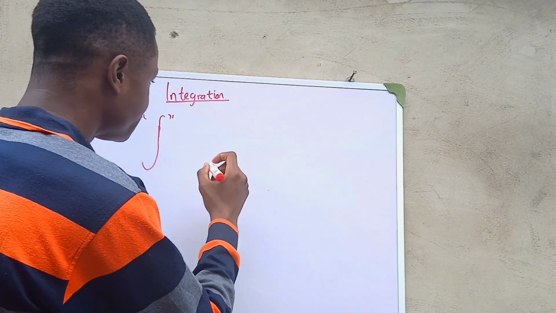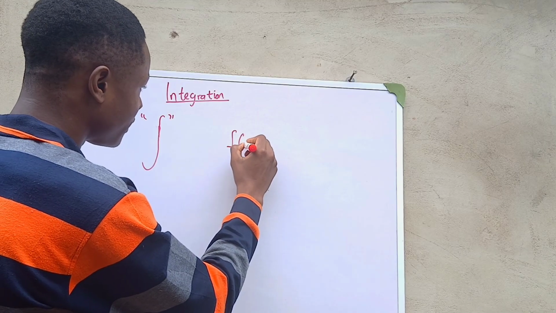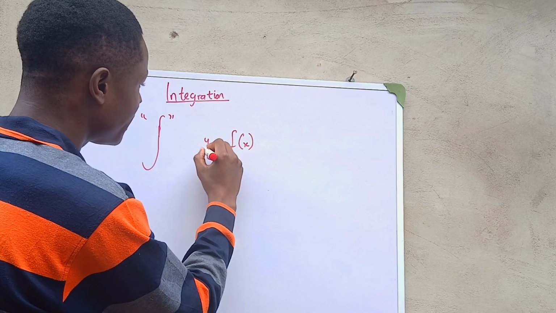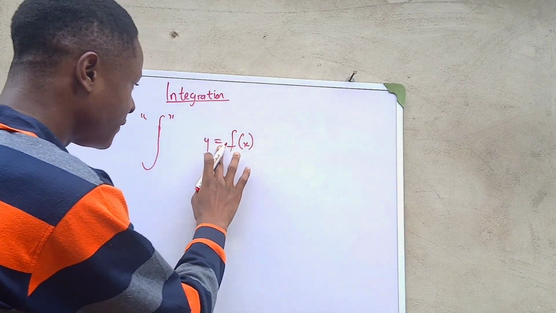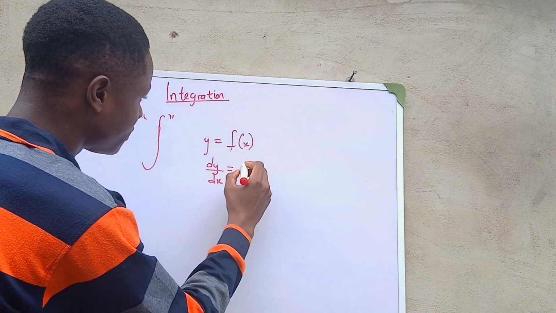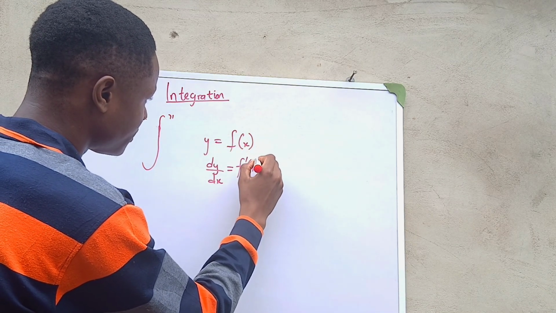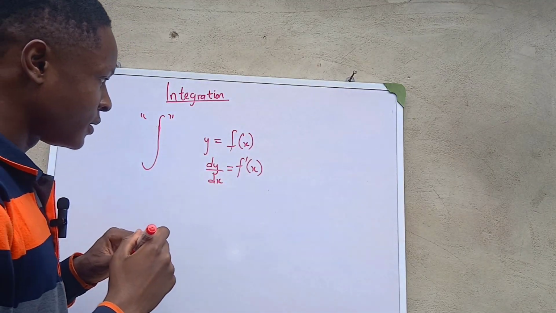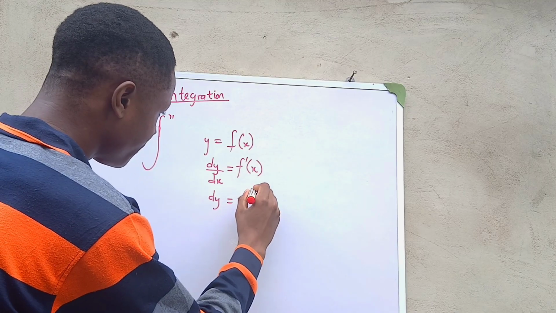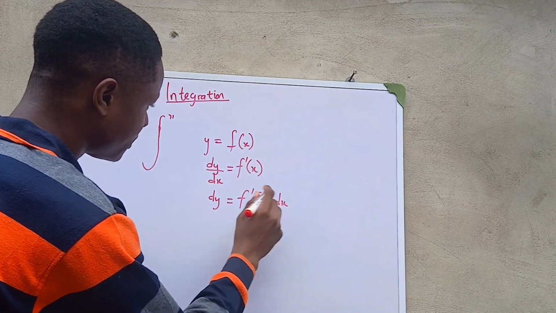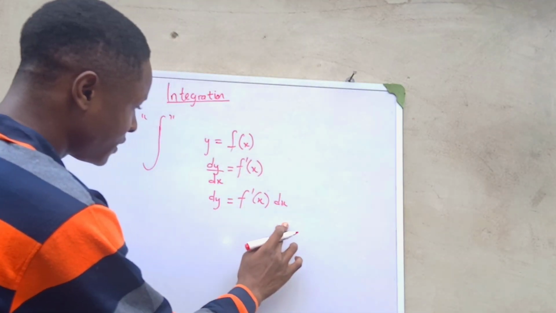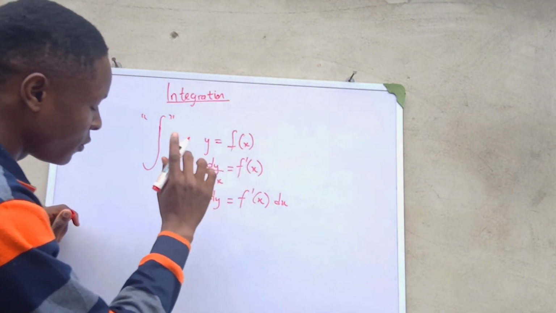So for a function, say f of x, let's say y is equal to f of x. And we differentiated this function and had dy over dx, giving us f prime x. So we are having dy is equal to f prime x dx. Now, for us to change the derivative of this function back to the function, we have to integrate.